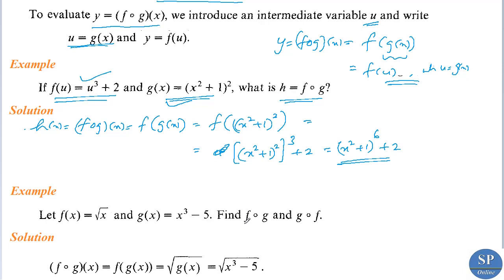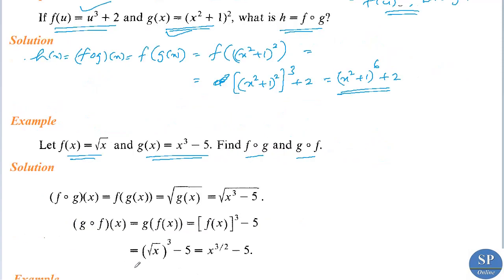Next example, let f of x be equal to square root of x and g of x equal to x cube minus 5. Find f∘g and g∘f. We know f of g of x is equal to f of g of x. We know f of x is equal to root x, so f of g of x is equal to root of g of x. We know g of x is equal to x cube minus 5, therefore it is square root of x cube minus 5.